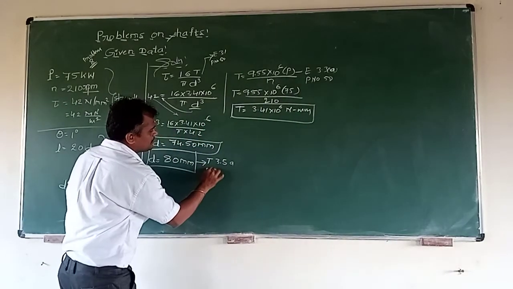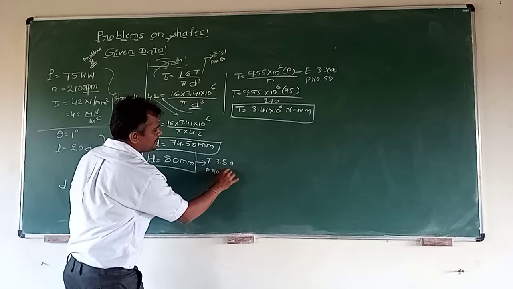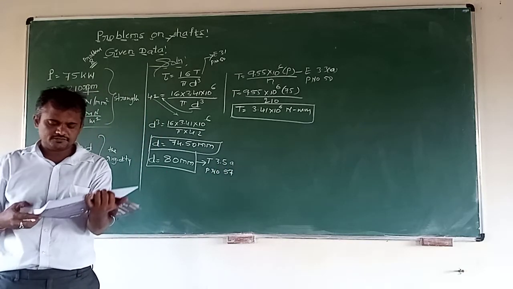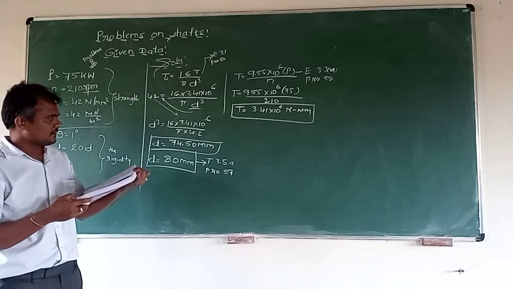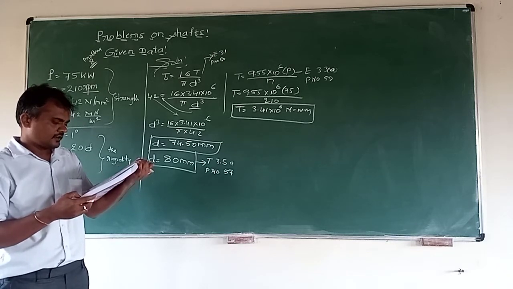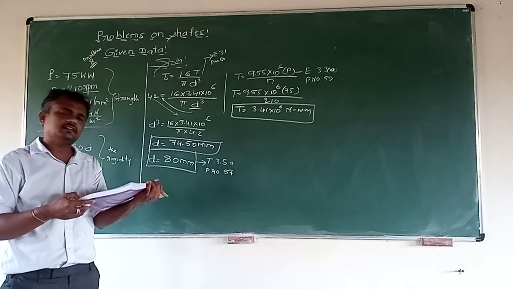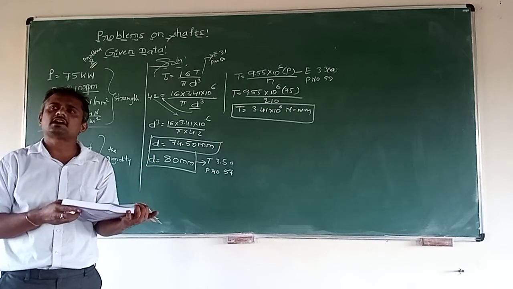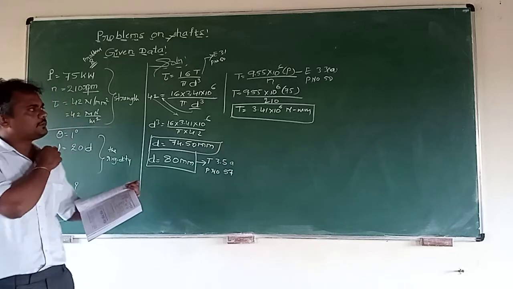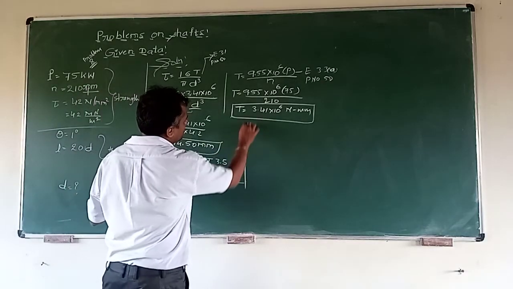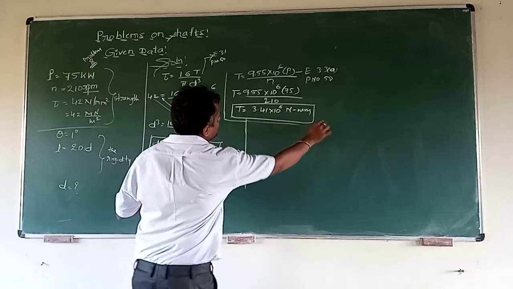3.5a, page number is 57. For 74.50, in this table 71 is available and 80 is available. So the next higher value is 80. So with the help of this we can easily solve the problem by considering the strength.